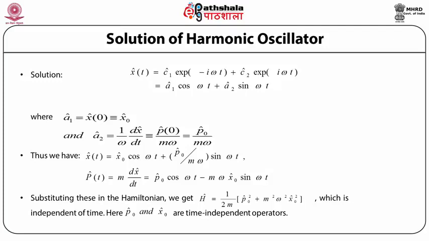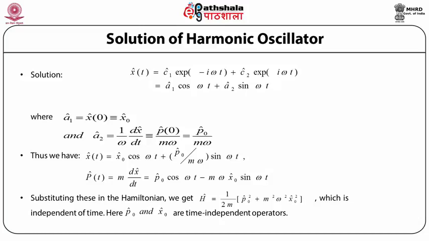Here we have used the result for the derivative of the position operator x with respect to time in terms of the momentum operator p. Thus, we have operator x as a function of time is equal to operator x_0 cos ωt plus operator p_0 upon mω times sin ωt, where we have used the results for operators a_1 and a_2 and substituted these in the equation for the solution of the position operator as a function of time.